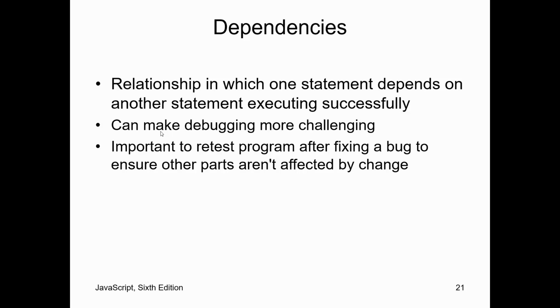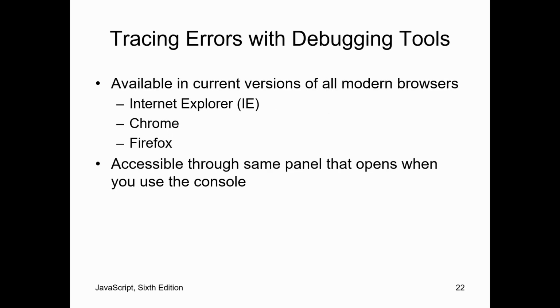Dependencies: a relationship in which one statement depends on another statement executing successfully. Can make debugging more challenging. Important to retest a program after fixing a bug. Sometimes when you fix a bug, yeah, you fix the bug, but you've introduced another bug somewhere else in the program. You should always have a really good set of tests that you run.